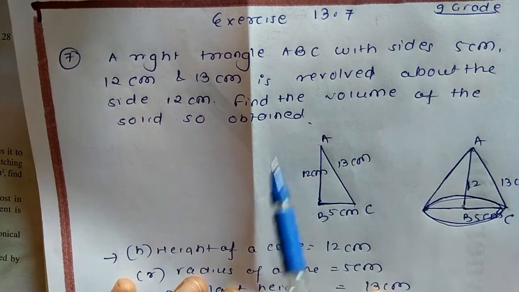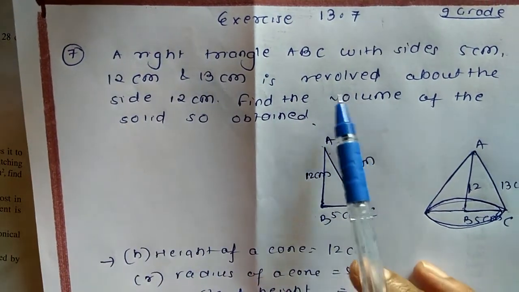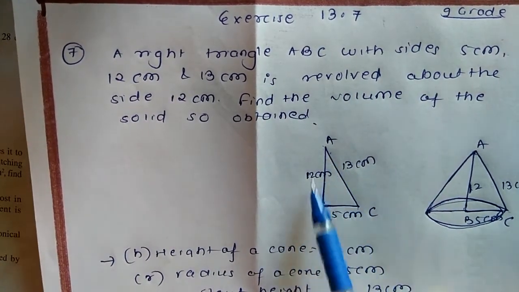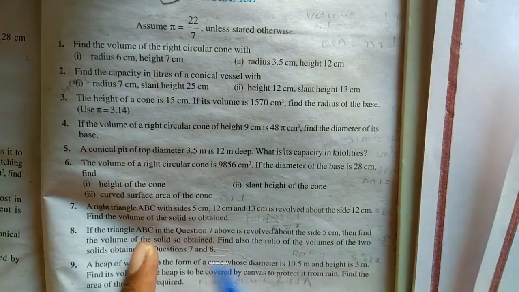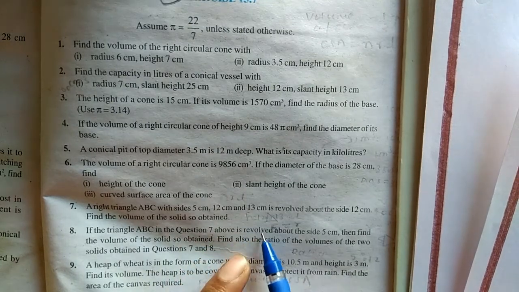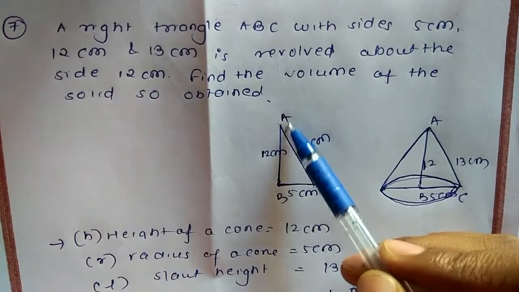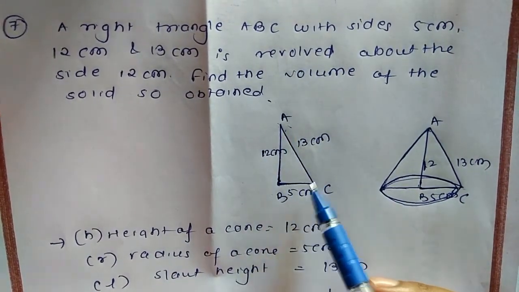It is revolved, which means it is rotated about the side 12 centimeter. It is turned. Find the volume of the solid so obtained. When you rotate the right angle triangle, you will get a right circular cone. Now, the triangle ABC in question number 7 was revolved about the 12 centimeter side. Now we are revolving it about the 5 centimeter side.